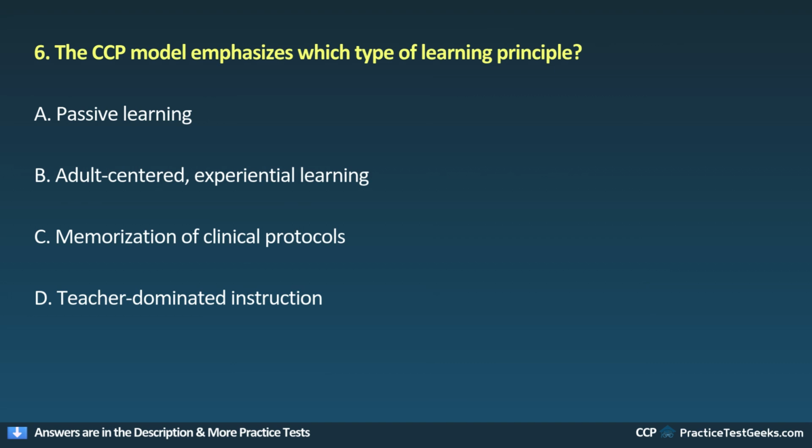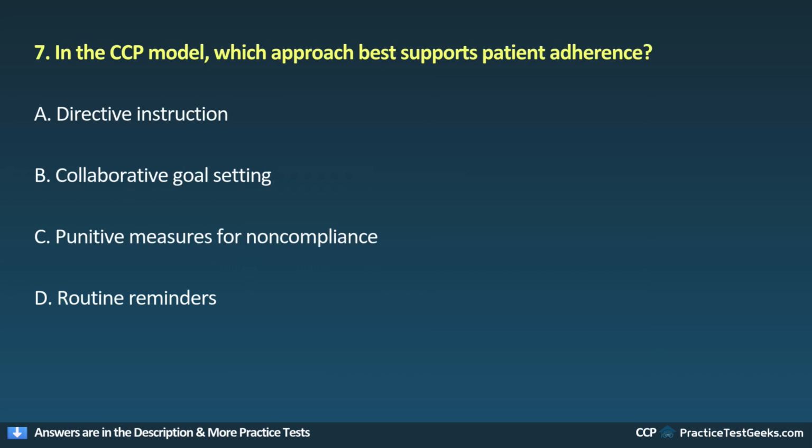6. The CCP model emphasizes which type of learning principle? A. Passive learning. B. Adult-centered experiential learning. C. Memorization of clinical protocols. D. Teacher-dominated instruction.